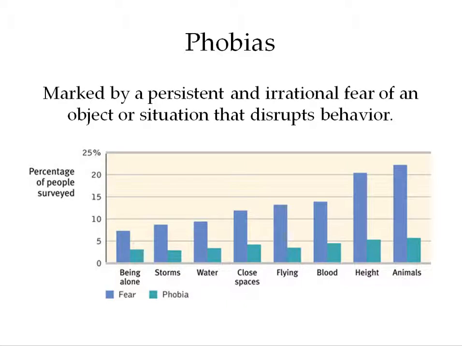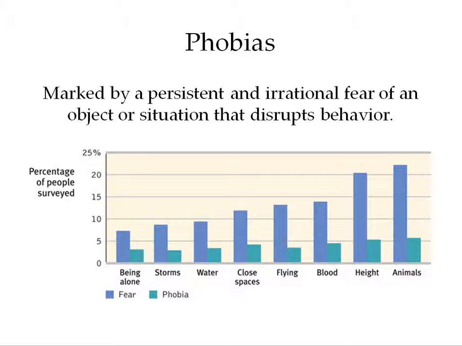Many of us have phobias, which are marked by persistent and irrational fear of an object or situation. You can have a phobia and not have what we call phobic disorder. Phobic disorder is more pervasive. You avoid situations where you might, say, see that object that creates that irrational fear.